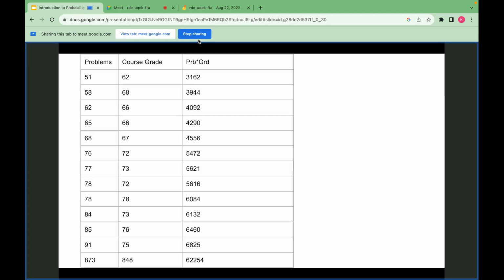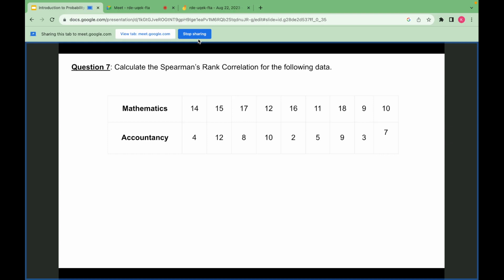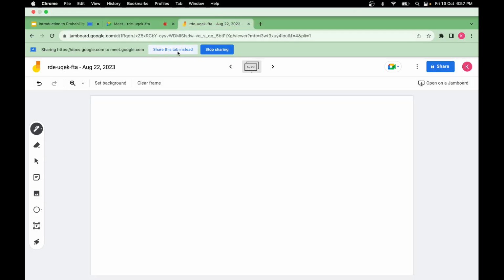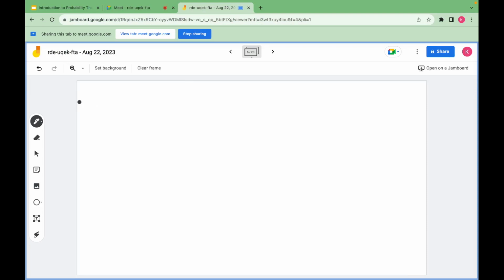Moving to the next question. Calculate the Spearman's rank correlation for the following data. In the previous questions we were using the Pearson's correlation coefficient, and now for this question we are seeing how to calculate the Spearman's rank correlation. So here also we will make a table.